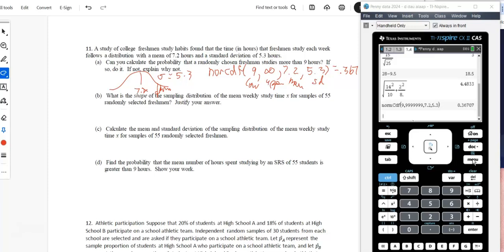What is the shape of the sampling distribution of the mean weekly study time for samples of 55 randomly selected freshmen? What is the shape? So 55 randomly selected freshmen. So is this means or proportions? This is means. So because of the central limit theorem, because 55 is greater than or equal to 30, that's going to be approximately normal.